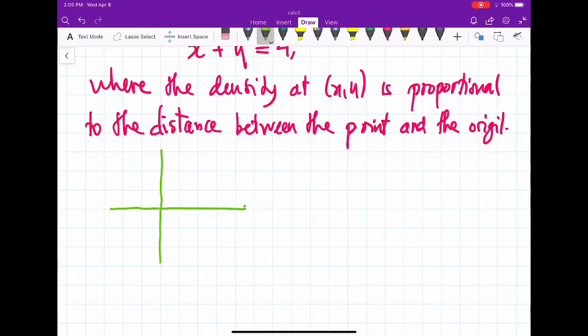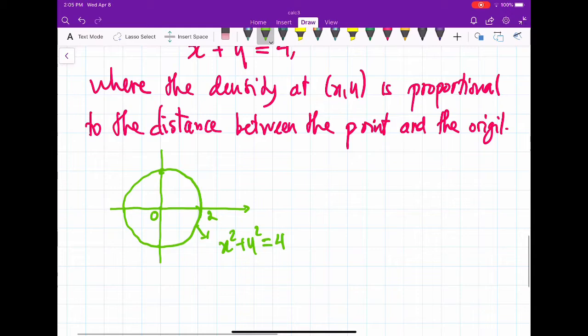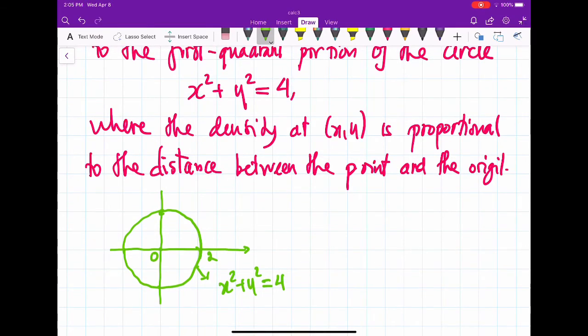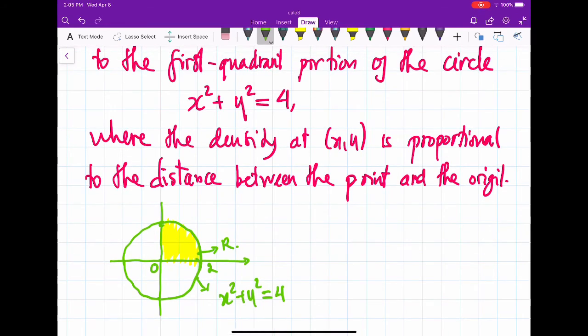So I have the circle right here, okay? And this is x squared plus y squared equal to 4. So center at the origin, radius equal to 2. But we use only the first quadrant. So I would have the following region. Okay, that is our R. We need to find the density function.